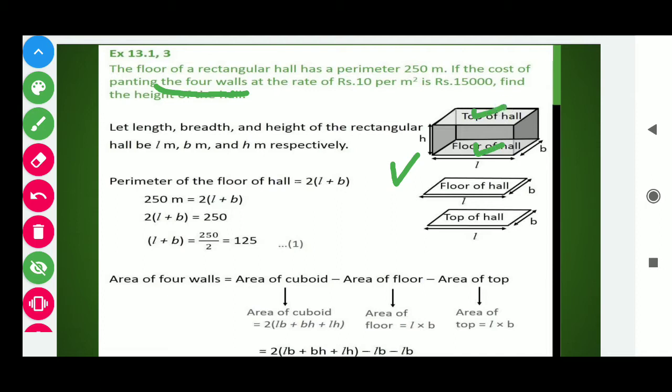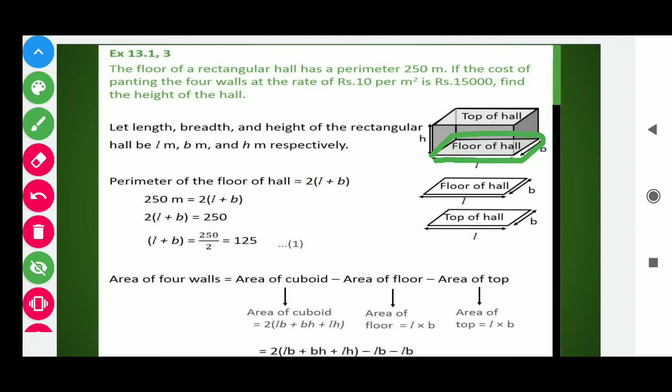So, let's start. Let the length, breadth and height of the rectangular hall be L, B, H meters respectively. Perimeter of the floor of the hall is 2 into (L plus B). That means summing up the boundaries of the floor. In this way, 2(L plus B) is equal to 250. The 2 comes to the denominator, and by cancelling out, we get L plus B is equal to 125.